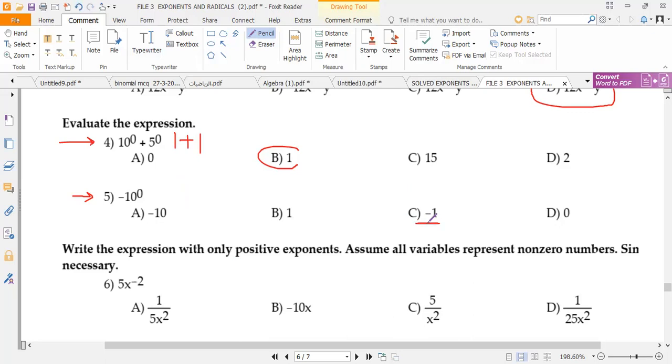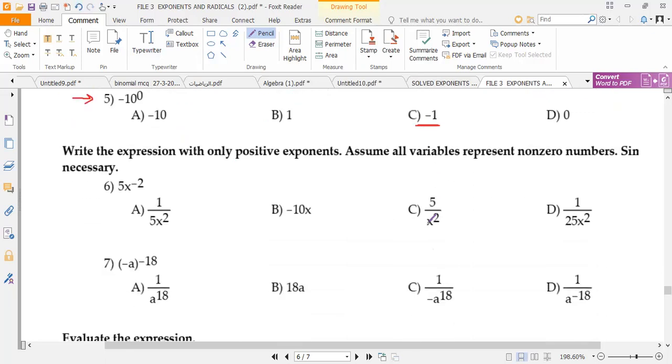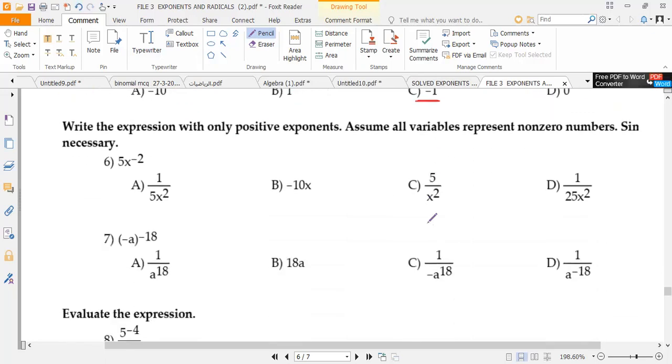Negative 1. Okay? Actually, I put this group of questions to fix this information. Now, write the expression with only positive exponents. Assume all variables represent non-zero numbers. So now, question number 6. Try to think on question number 6, okay? And then I want Jumana to answer question number 6, but take your time, okay?